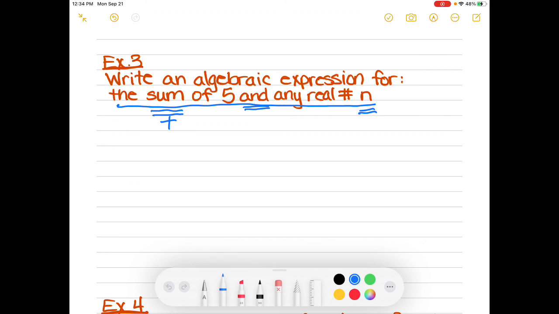So the sum of 5 and any real number is going to be 5 plus n. So here's my 5, there's my plus sign, and there's my variable. So this is my answer for the algebraic expression.